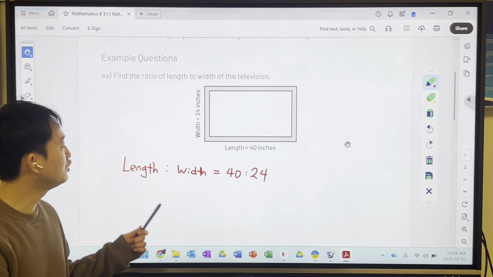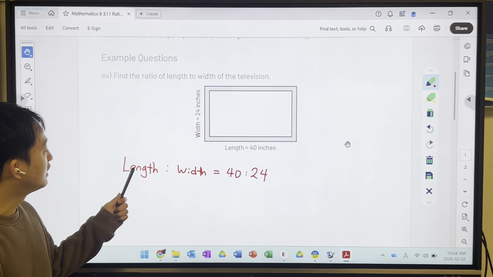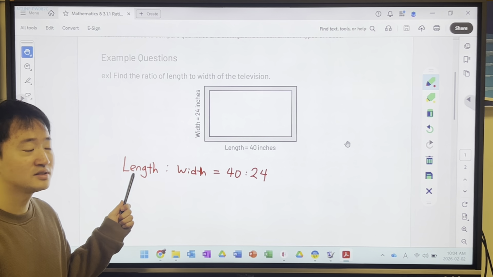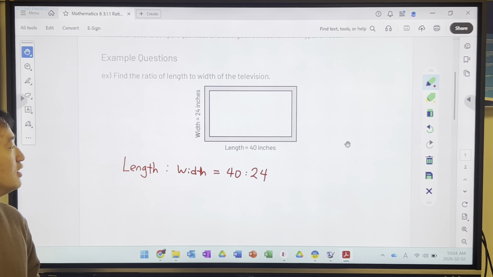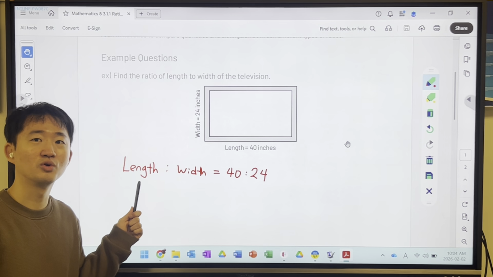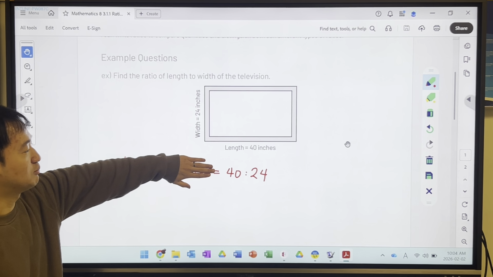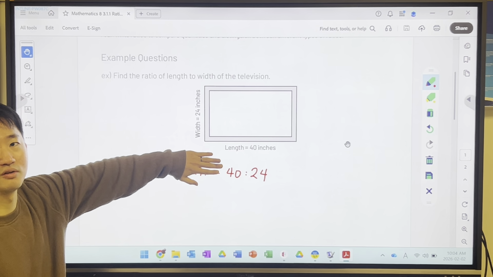So in this case, we're using the ratio form. The ratio form is representing the ratio of two measurements using the colon as a separator. Also, it's very important that we state what the ratio is and in which order. If we don't write that part and we just say 40 to 24, I don't know if the 40 is the length or the 40 is the width.